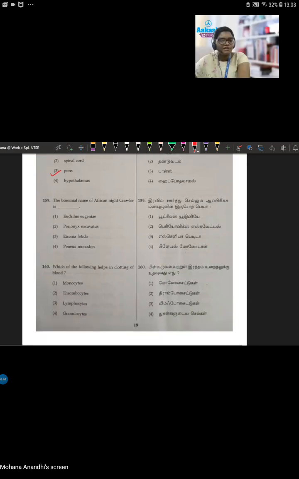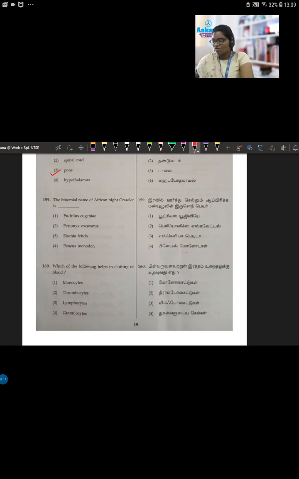And then question 159, the binomial name of the African night crawler. This is completely from the State Board, I agree. See, all these three are types of earthworms which are used in vermicomposting. Eudrilus eugeniae is the African night crawler, which is given in the economic biology lesson, and you would have learned about the vermitechnology concept. So in that, the example is Eudrilus eugeniae.